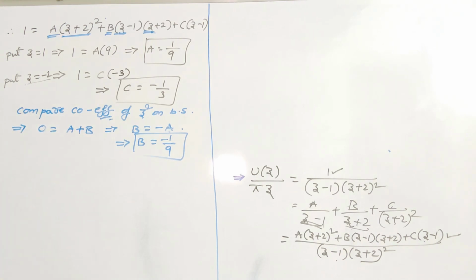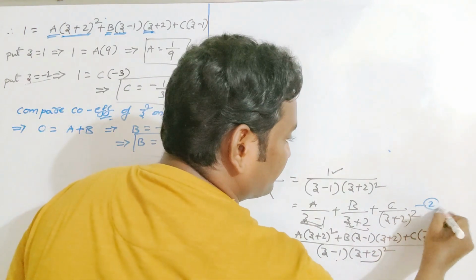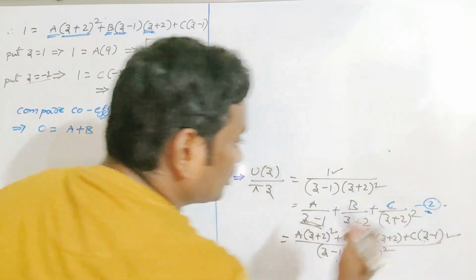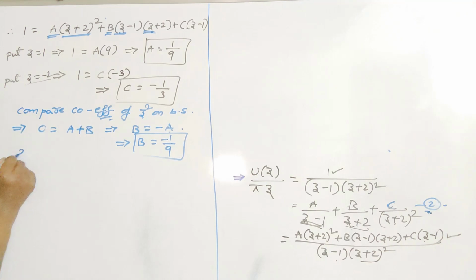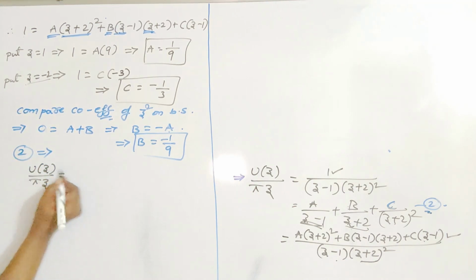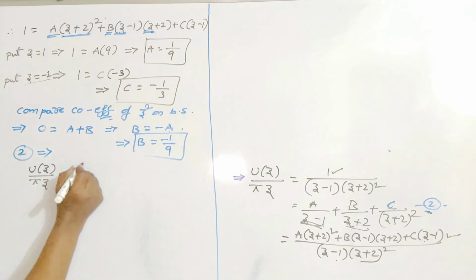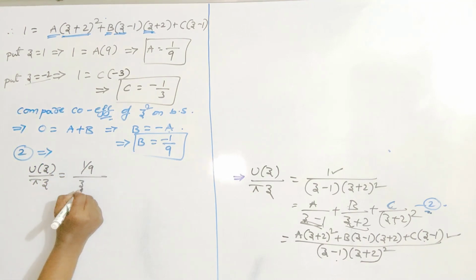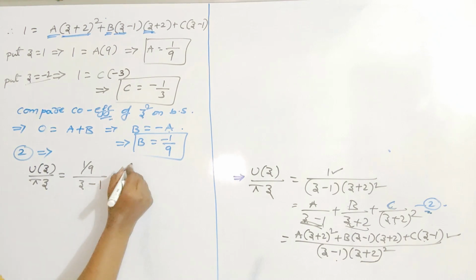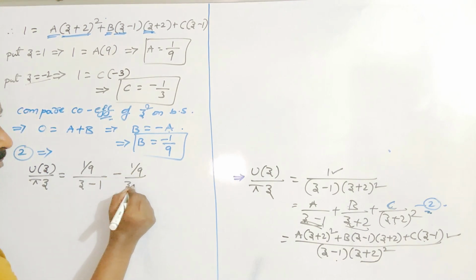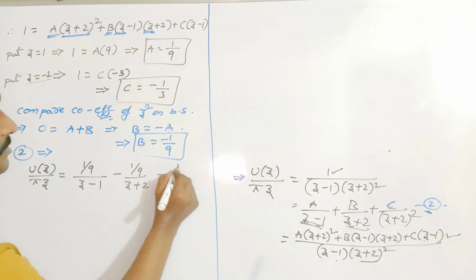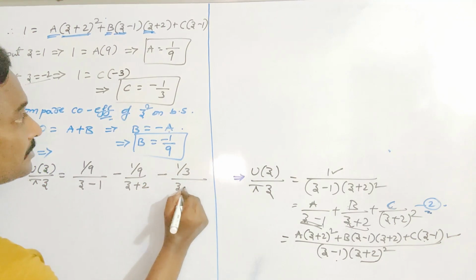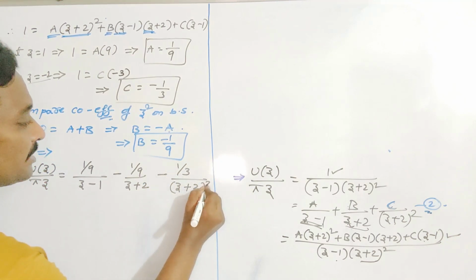Substitute all these values in this equation. I am giving this equation as equation number 2. So from equation number 2, u of Z by pi Z is equal to A value 1 by 9, 1 by 9 by z minus 1, B value is minus 1 by 9 by z plus 2, and C value is minus 1 by 3, minus 1 by 3 by z plus 2 whole square.